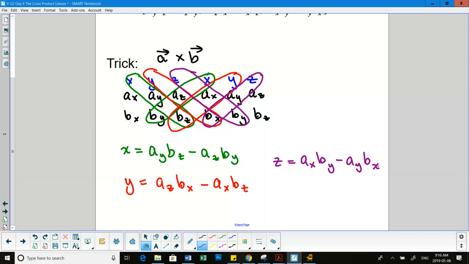Okay? For like x equals ay bz. Yep. Where do you get the bz? Oh, is it like the? Oh, never mind. It's like the one underneath. Right? Yep. Okay, so don't freak out. We're going to do an example, and I think you guys will, once you practice it a couple times, get the hang of it. Okay?